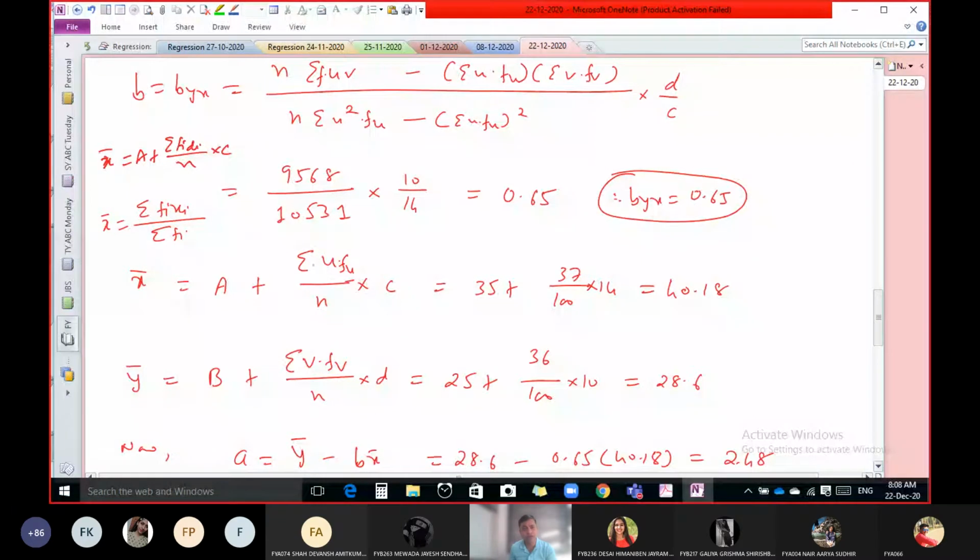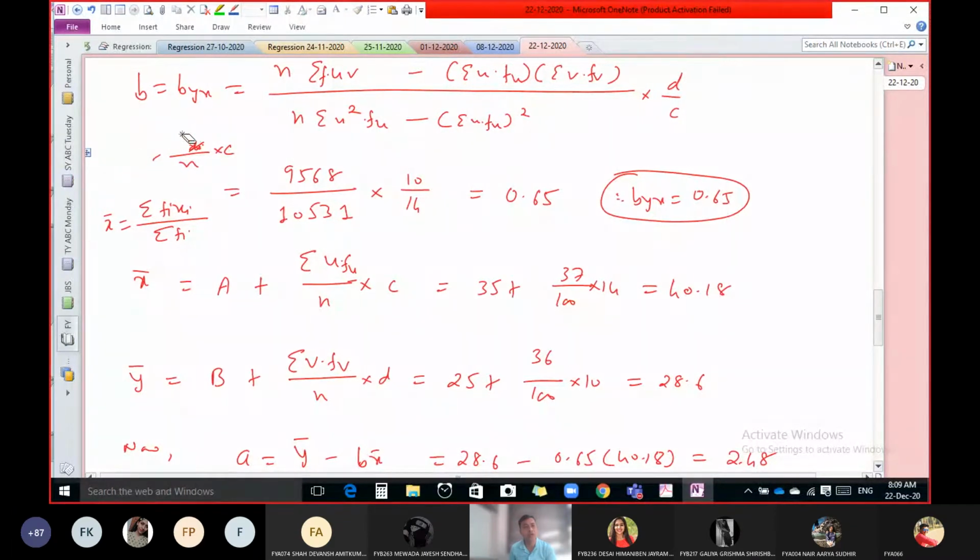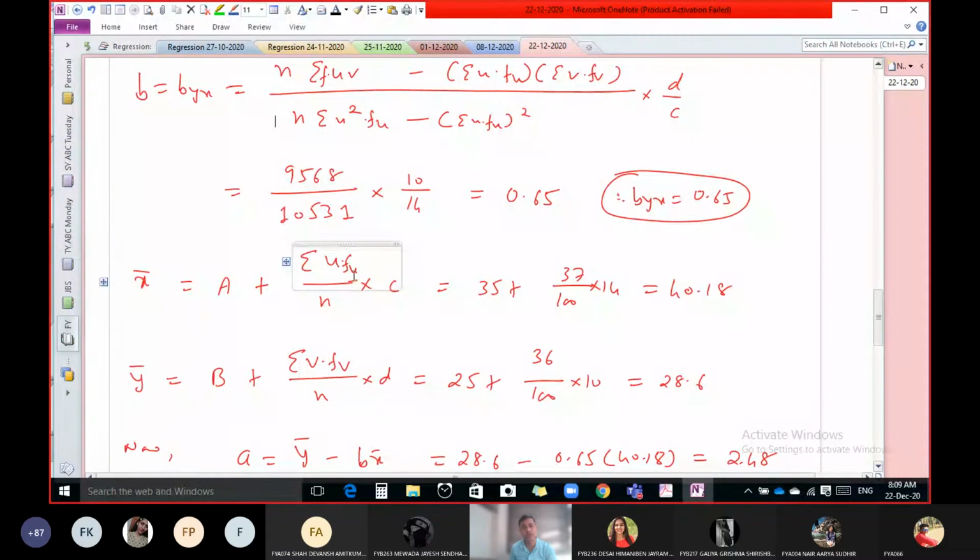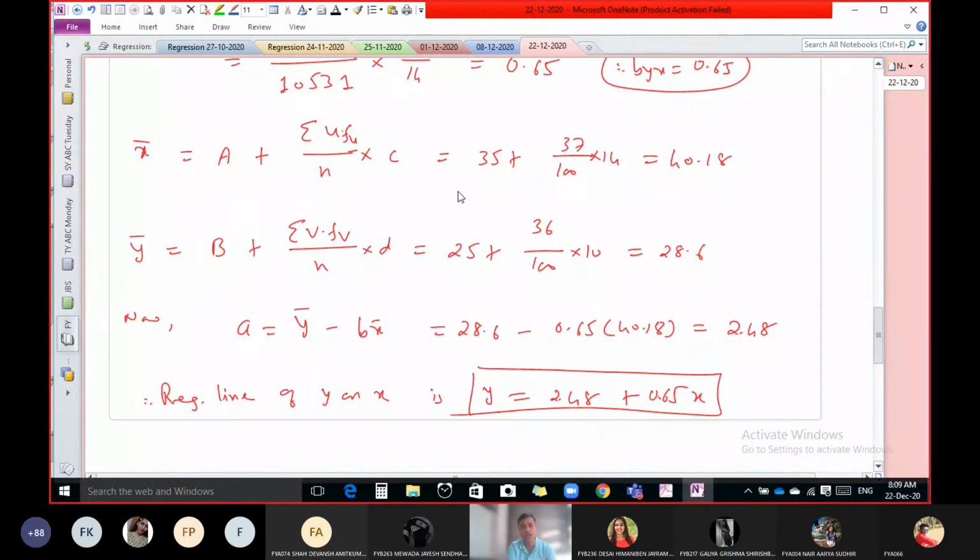X bar equal to a plus sigma fi di. Instead of di, here you have to write variable u. So fi into ui, or you can write sigma fu upon n into c. So this is the formula to calculate x bar instead of this normal formula. So formula of x bar is a plus sigma fu upon n into c. Substitute all the values. A is 35, sigma fu is 37, divided by 100, c is 14. So simple calculations there, we get the answer 14.18.